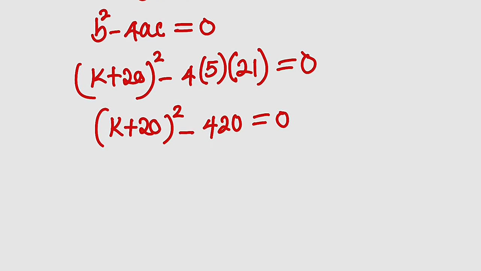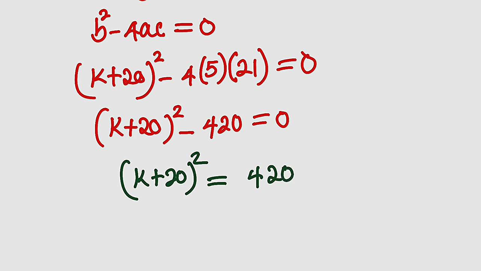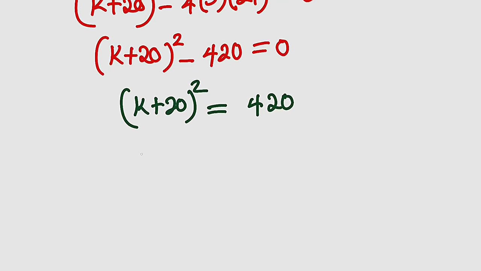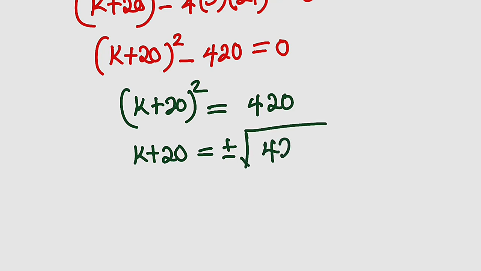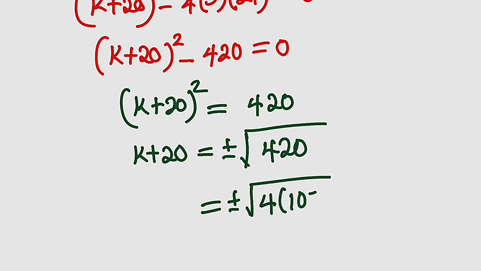Now let us take this negative 420 to the other side. We have k plus 20 whole squared equal to positive 420. Now let us take the square root of both sides. We have k plus 20 to the left. If you take the square root, it will eliminate the power of 2. And this is equal to plus or minus the square root of 420. And 420 is the same thing as 4 multiplied by 105, so this is equal to plus or minus the square root of 4 multiplied by 105.